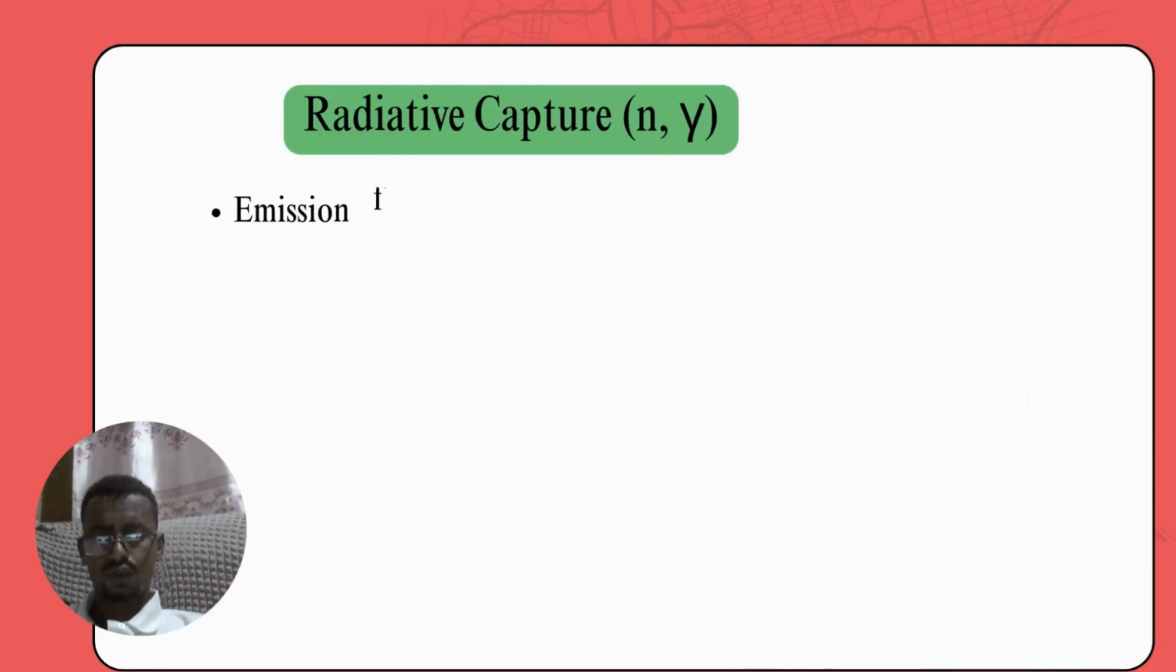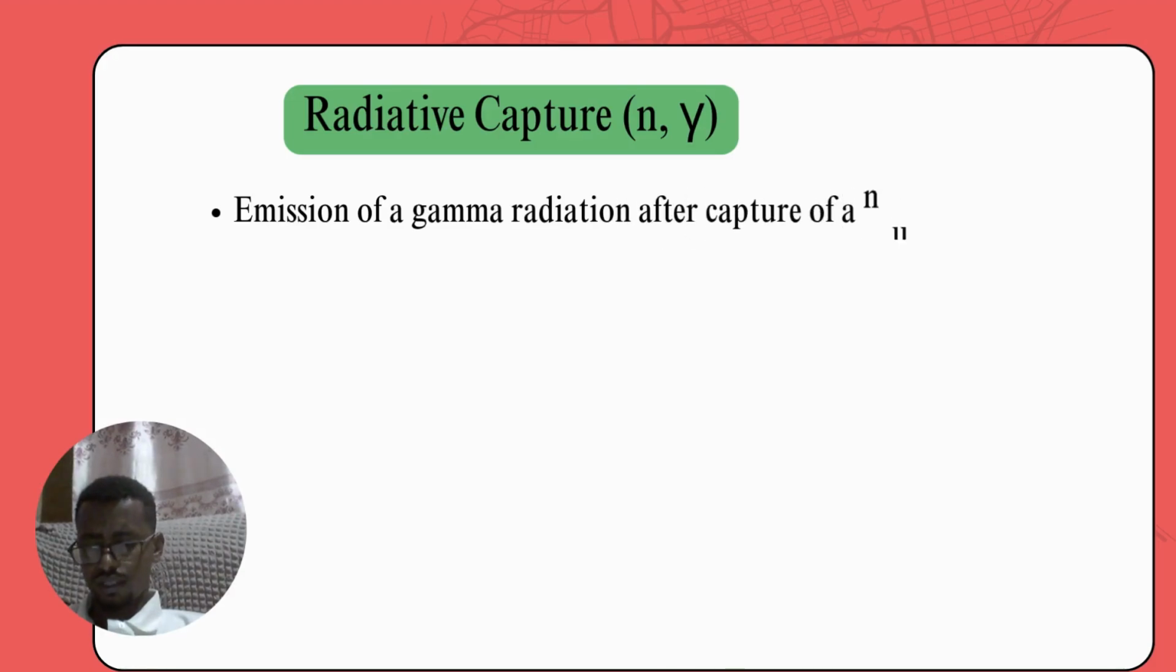Okay, when we come to radiative capture, which is denoted by n comma gamma, in this case, the neutron is captured by a nucleus, then the reaction changes the atomic number of the nucleus. The atomic number of the nucleus changes by some factor, which means there is maybe an increase in the number of nucleons.